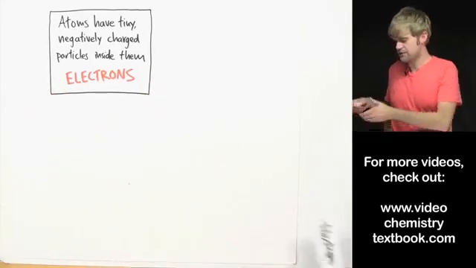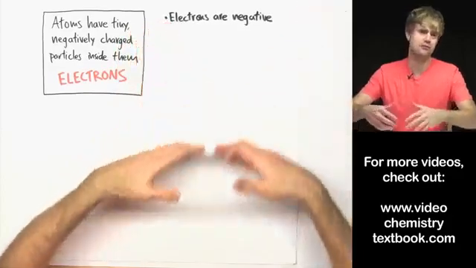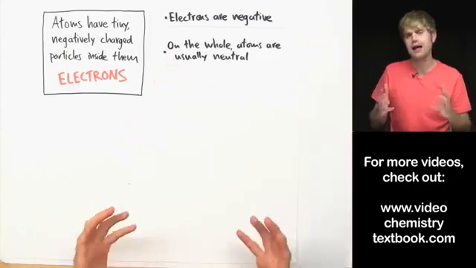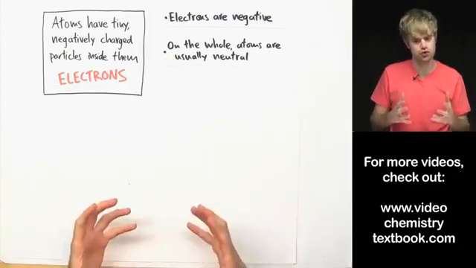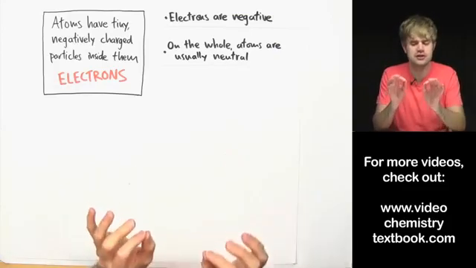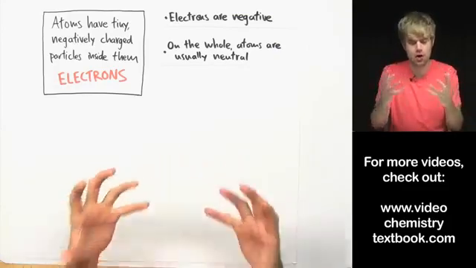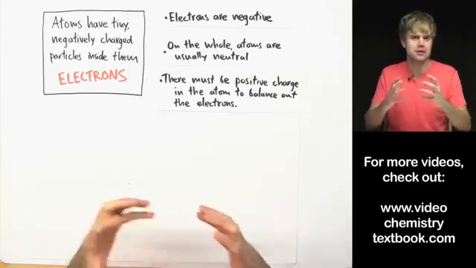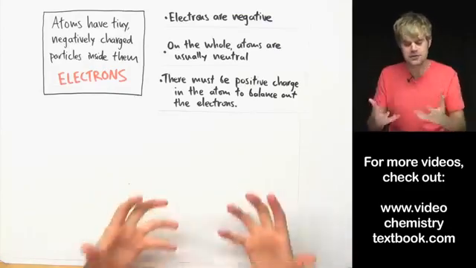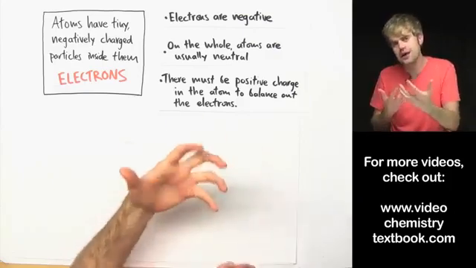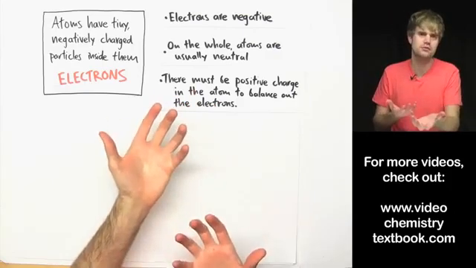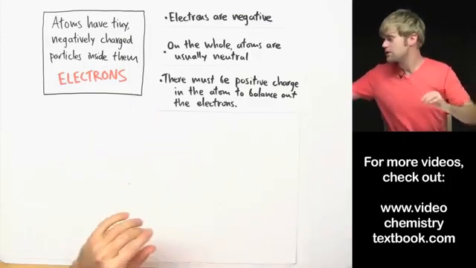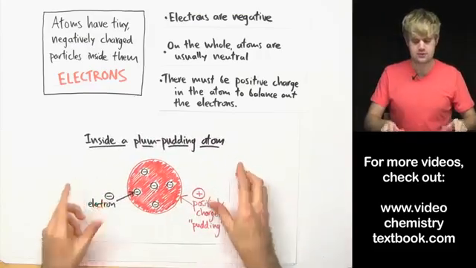He realizes, first of all, that electrons are negative. We already talked about that. But then he notices that on the whole, atoms in general are usually electrically neutral. So even though they have these negatively charged electrons inside them, the atoms as a whole don't have a charge. So Thomson realizes that in order for the atoms not to have a charge, there must be some positive charge in the atom that can balance out the negative charge of the electrons. And then the positive and the negative balance out, and the atom as a whole doesn't have a charge. So he comes up with a model that he calls the plum pudding atom.